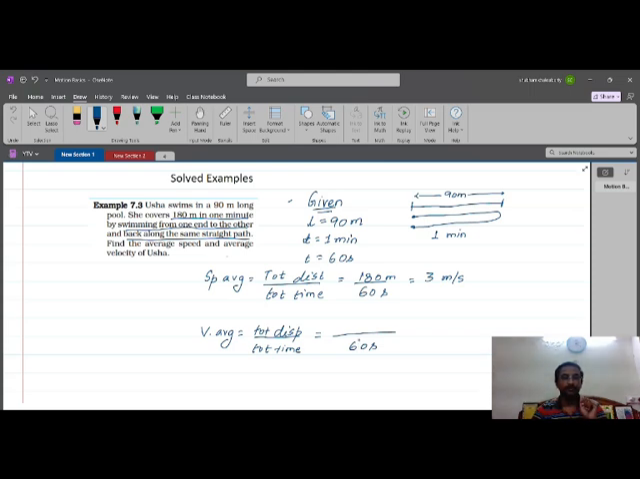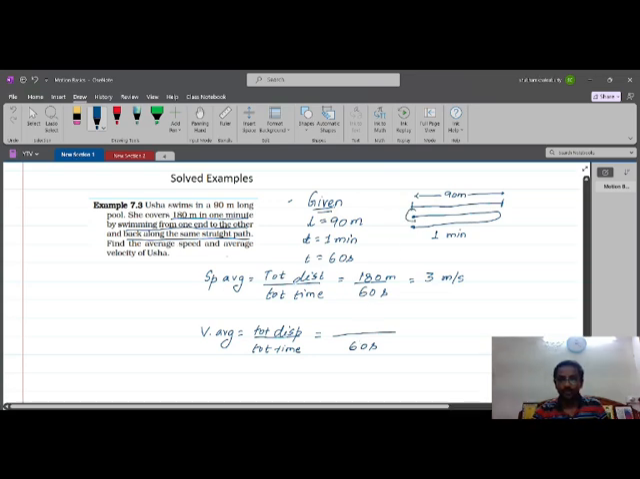point. Now, the initial point is where Usha starts to swim from, and the final point is the same point where she reaches back. So, if this is the initial point and this is the final point, then the total displacement is 0 because she came back to the same position again. So 0 meter per second is the average velocity.